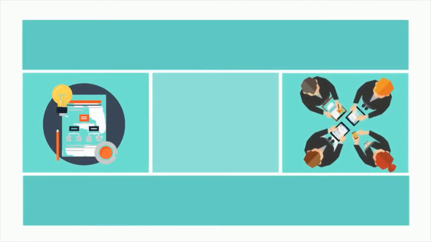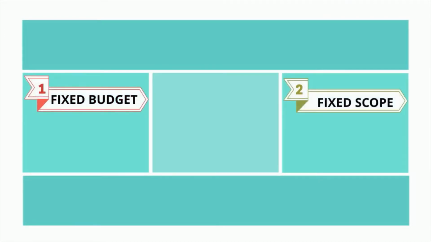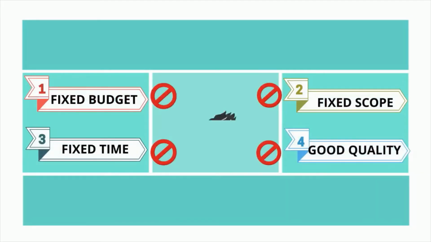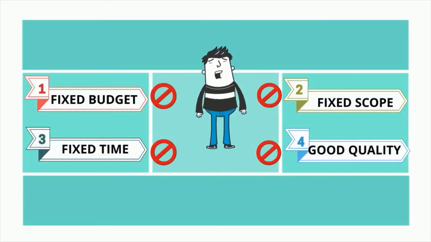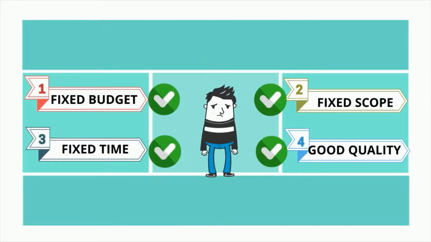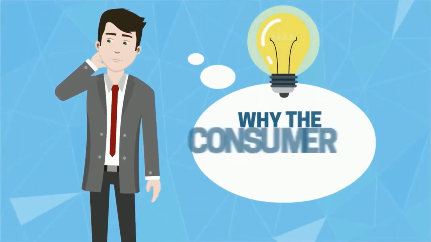Even though everything was organized such that projects had to be completed within a specified budget, scope, time frame, and with good quality, the customer was always dissatisfied. Even when the project's budget, scope, schedule, and quality were all met, the customer was still dissatisfied. Why was the consumer still dissatisfied?